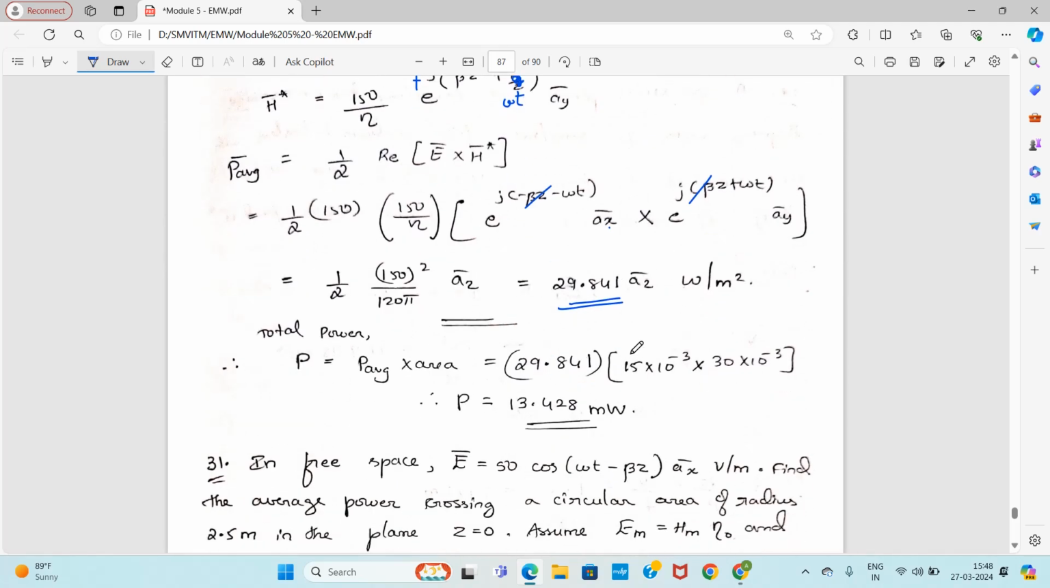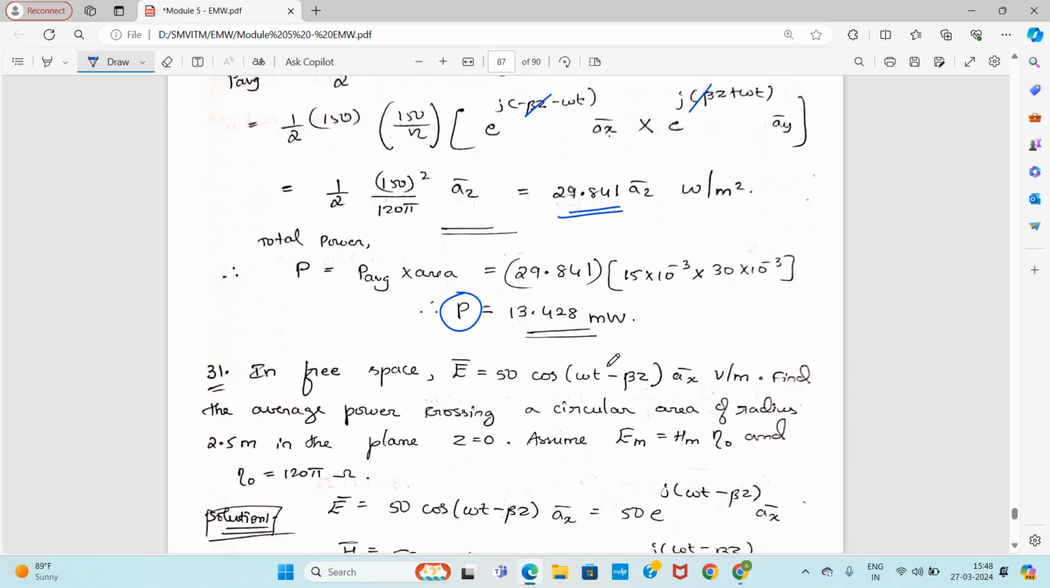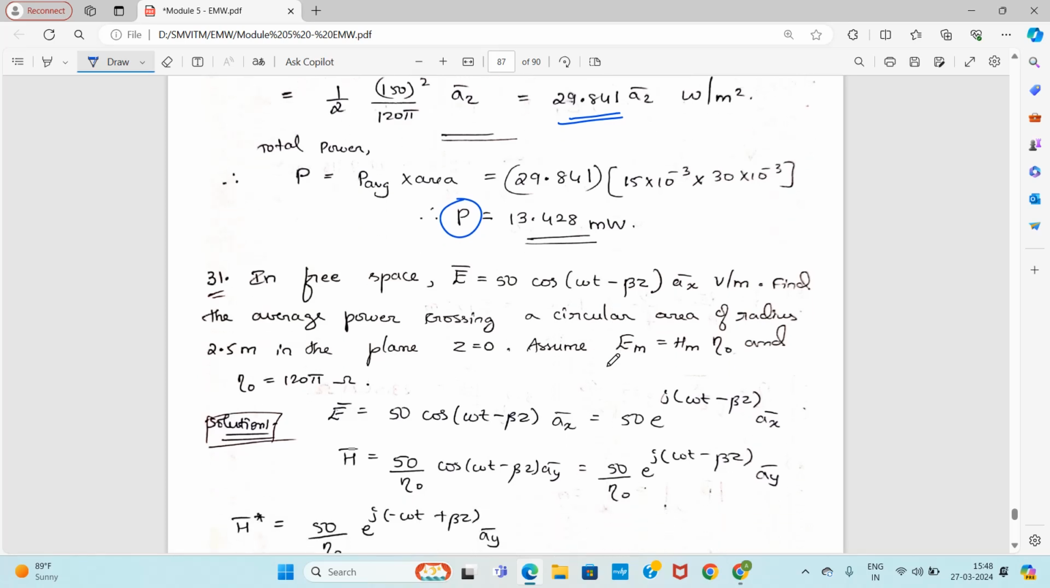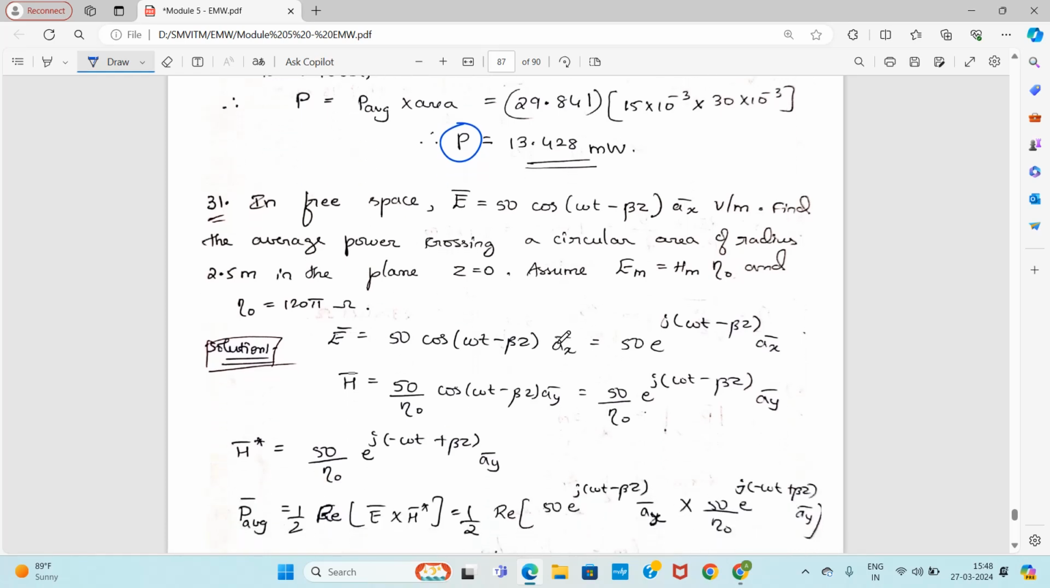Now this power density multiplied by area will give you the average power. Okay, so just pause the video and check the steps again. Simplify it yourself, and go to the next question. This is also similar to the previous question. First, you have to find the real part of E cross H multiplied by 1 by 2. This is what you have to do to find average power density.